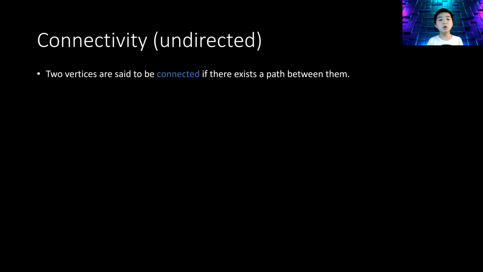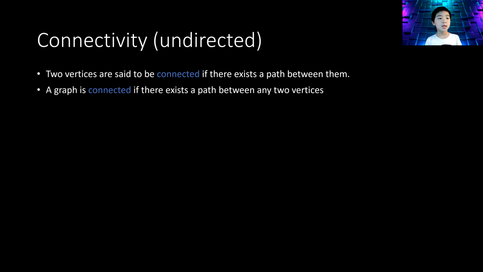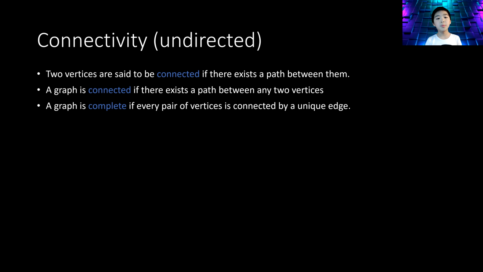Connectivity is another term we need to know about graphs. Two vertices are connected if there's a path between them. Otherwise, they aren't connected. A connected graph has a path between any two vertices. On the other hand, a complete graph must make every pair of vertices connected by a unique edge.